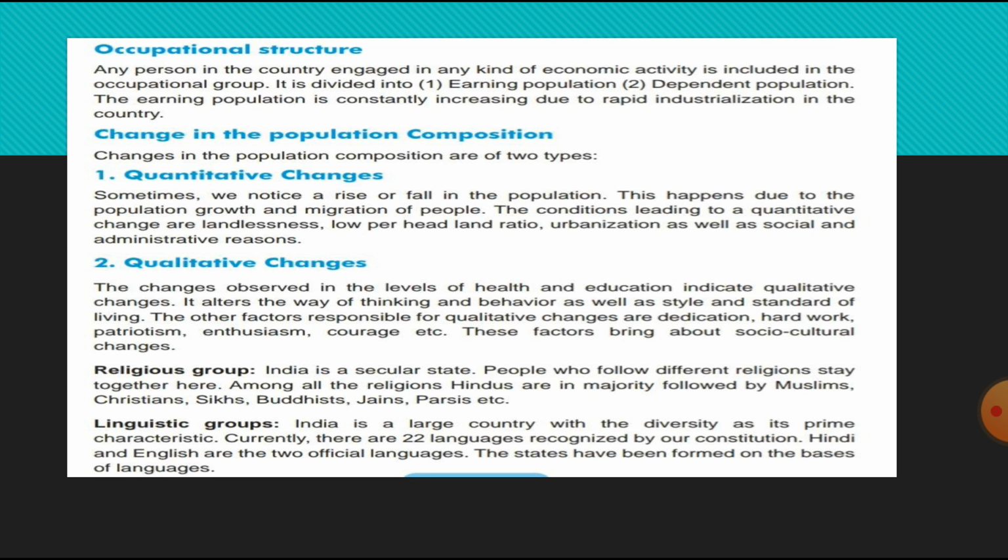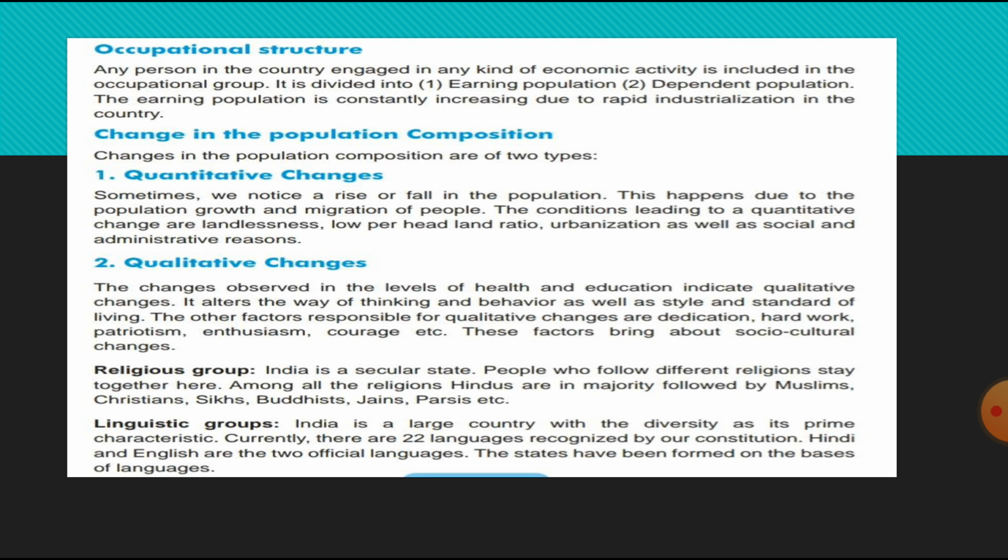the changes that are also observed in thinking and nature, lifestyle of living, all these things are counted in the qualitative changes. The changes observed in the level of health and education are included in the qualitative changes. It alters the way of thinking and behavior as well as the style and standard of living.